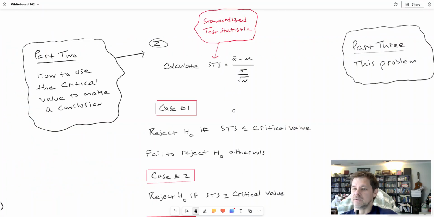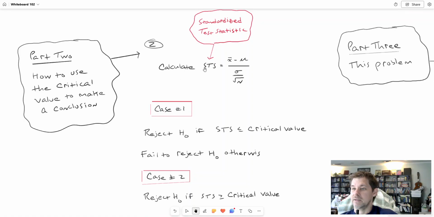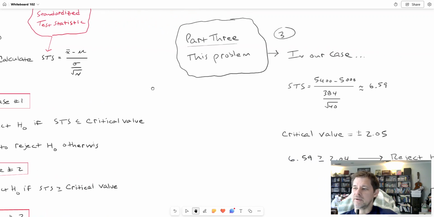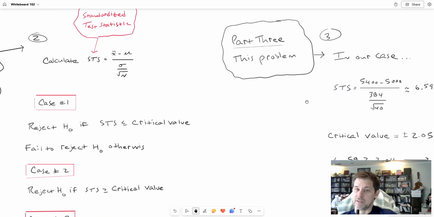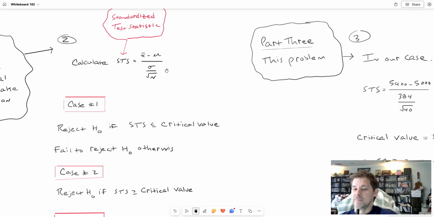You calculate the standardized test statistic, which is sample mean minus population mean, divided by population standard deviation, divided by, again, square root of sample size. Okay. So I will calculate that for this problem in a minute. Turns out it's 6.59. But with that number in mind, here's what you do.